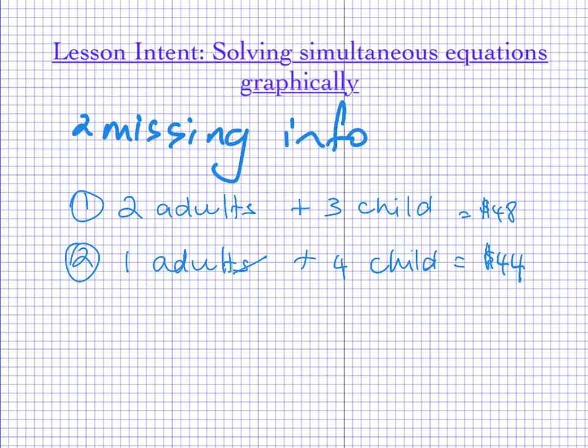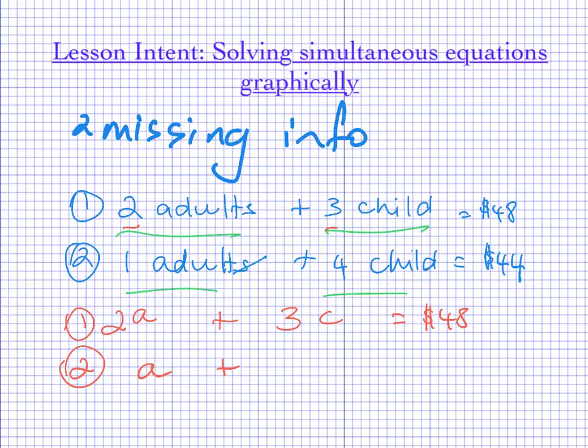We know the total, but we don't know the individual price for each of these groups of people. So for adults, we'll call these A, and for children, we'll call them C. So A and C, adult and children, and we don't know either. So for the first family, we have 2A because we have 2 adults, plus 3C because we have 3 children equals $48. And for our second, we have A plus 4C equals 44.